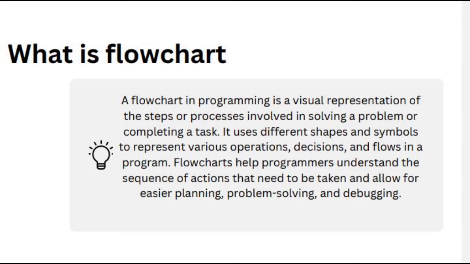A flowchart in programming is a visual representation of the steps or processes involved in solving a problem or completing a task. It uses different shapes and symbols to represent various operations, decisions, and flows in a program. Flowcharts help programmers understand the sequence of actions that need to be taken and allow for easier planning, problem solving, and debugging.